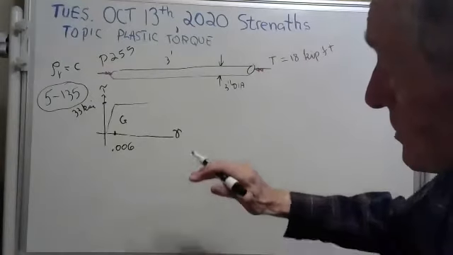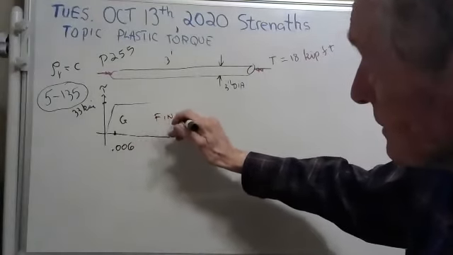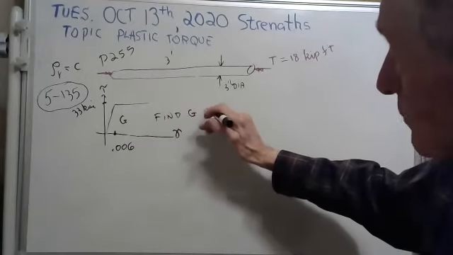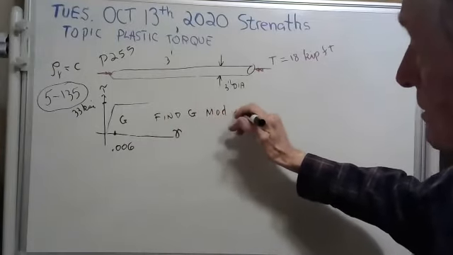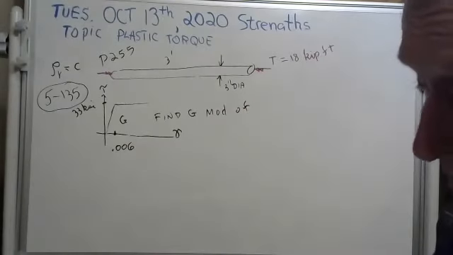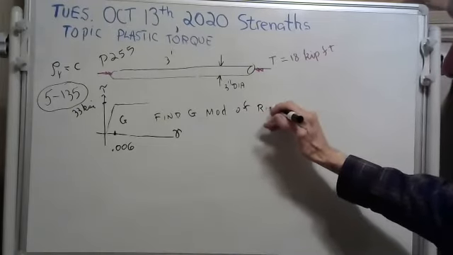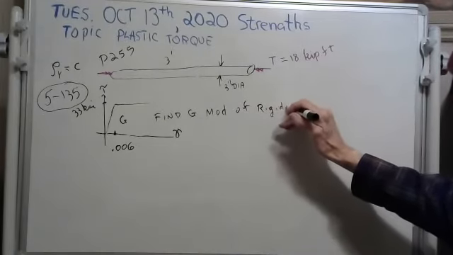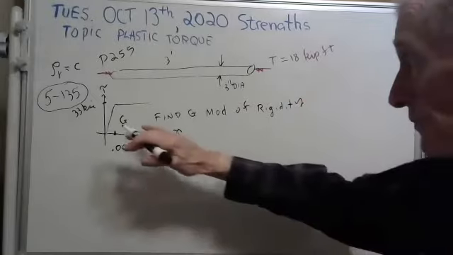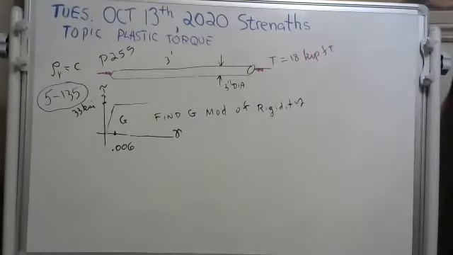We're going to pause, and I want you to find G. They have a name for it. It's called the modulus of something. Rigidity, the modulus of rigidity. Okay, I'm going to shut up. Find the slope of that graph there in the elastic region. Go ahead.